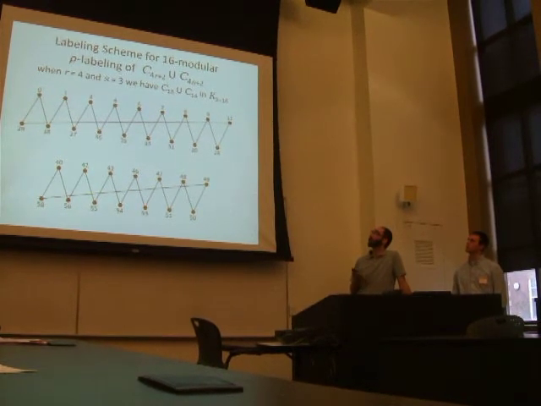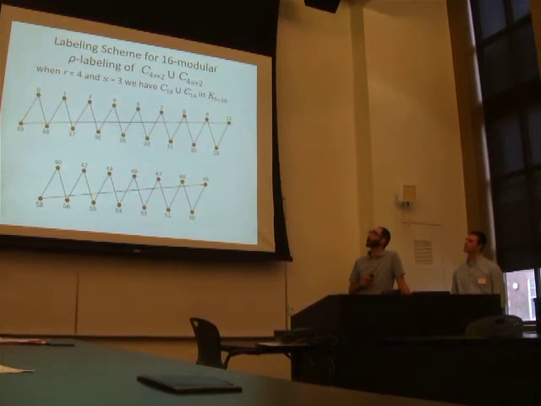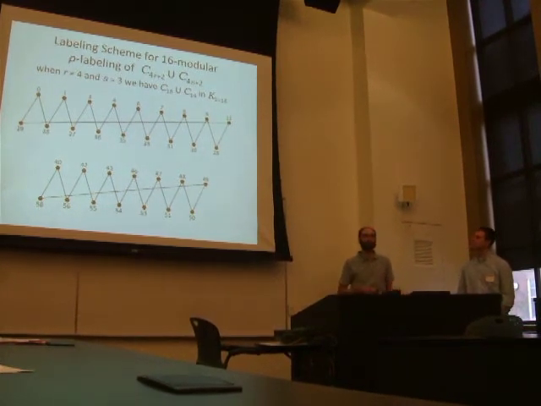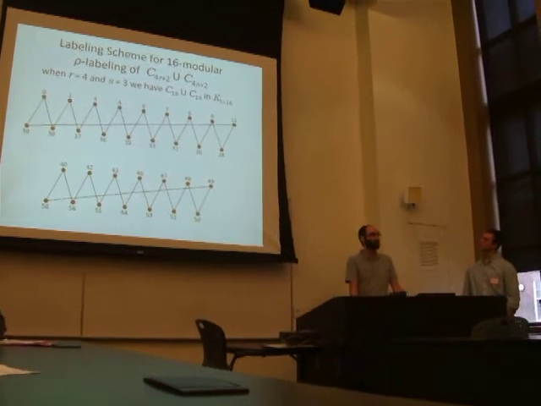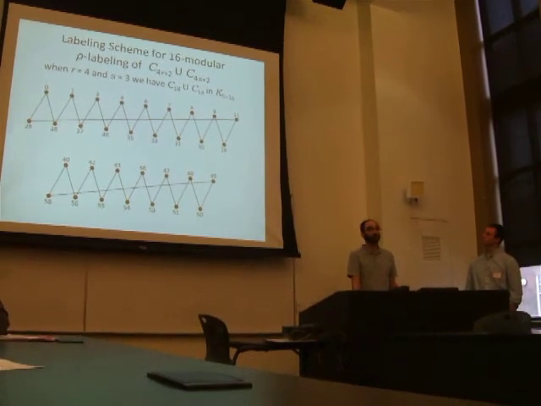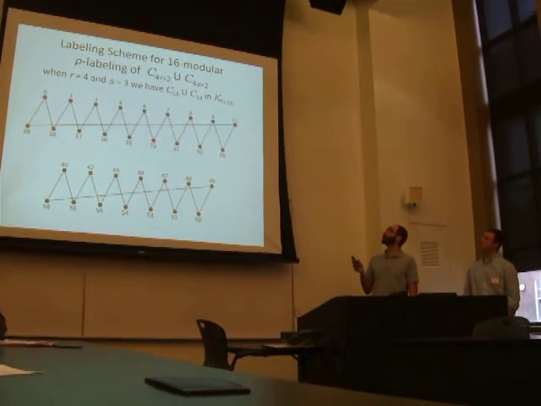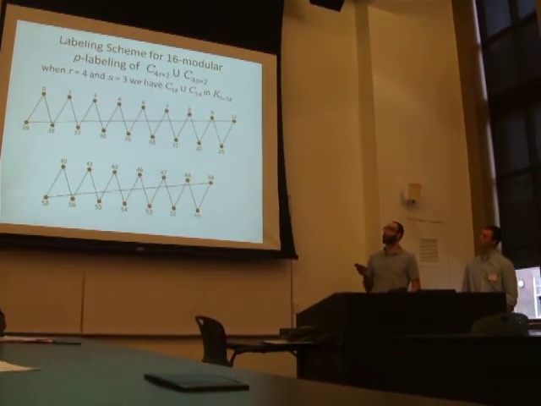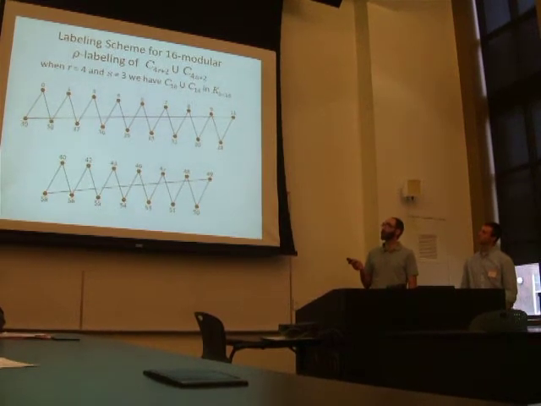When we have a C18 union C14, so r equals 4 and s equals 3, we're going to embed that in a K5 cross 16. Now since it's in a K5 cross 16, that means we're embedding this whole thing in the complete graph K80, which also means our longest length would be 40. However, we're skipping multiples of 5. Since 40 is a multiple of 5, our longest length is actually going to be 39 right here.